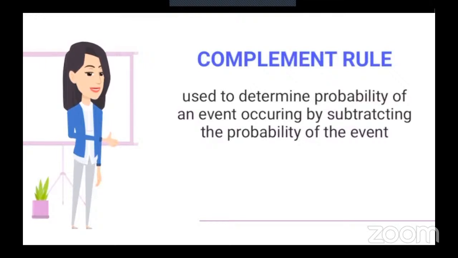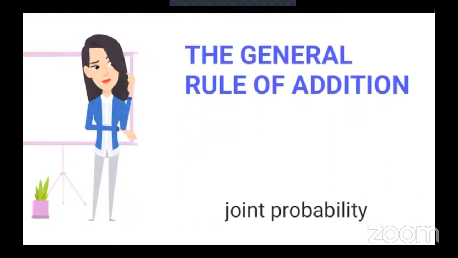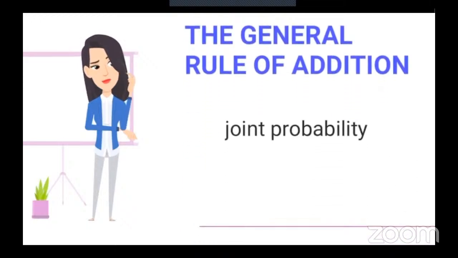So the formula is probability of A equals 1 minus probability of not A. For events occurring together and at the same point in time, the general addition formula is probability of A or B equals P(A) plus P(B) minus P(A and B). On to the question, what is the definition of joint probability?